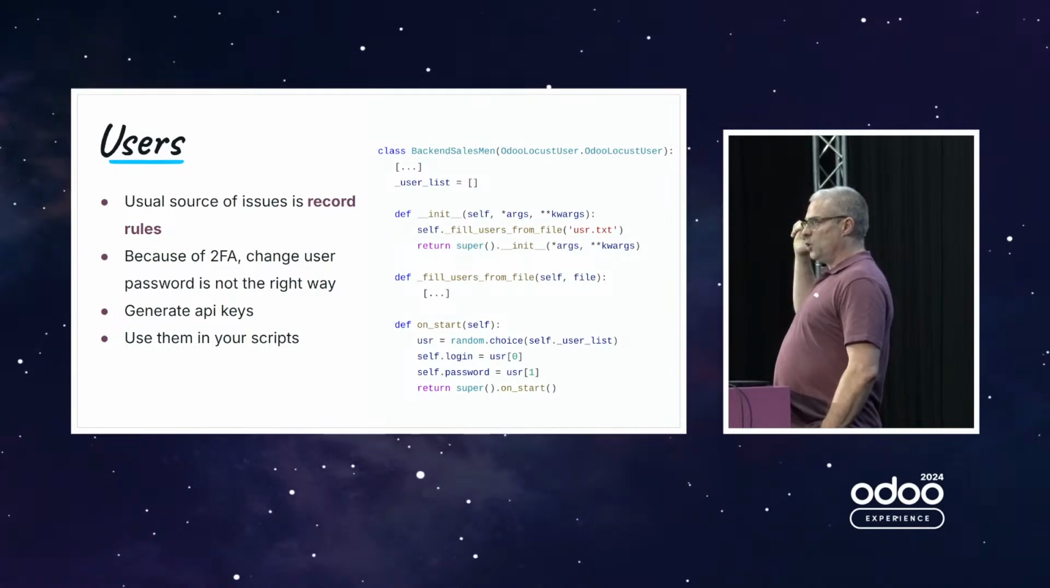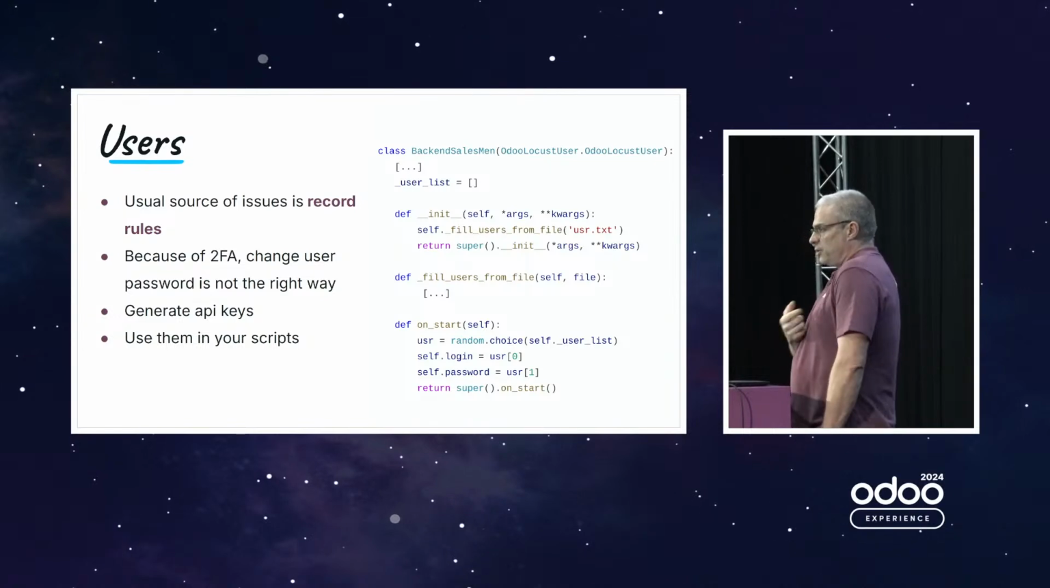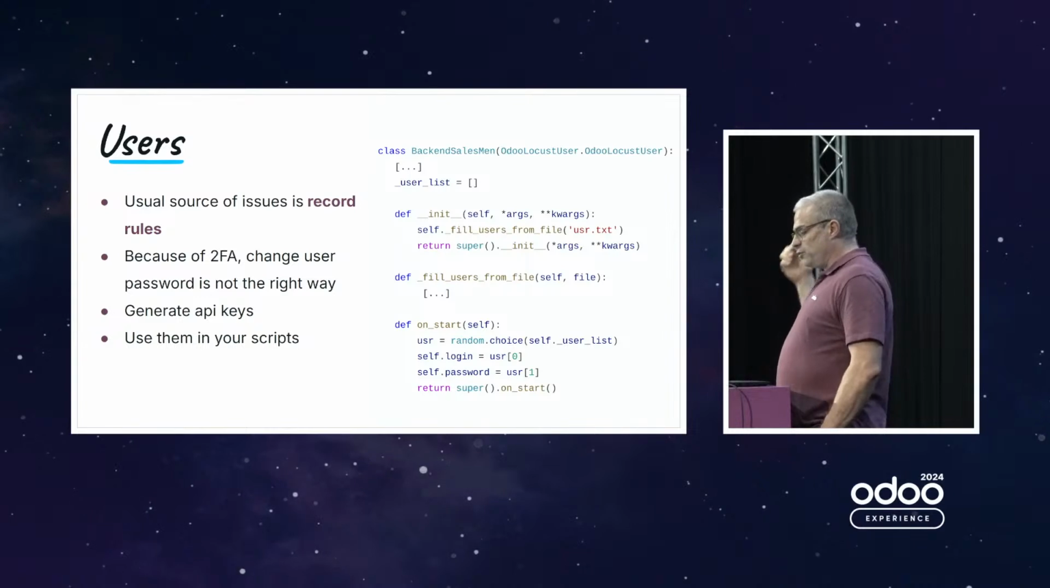API keys. We are using JSON-RPC and JSON-RPCS. We are using the API. You can create API keys instead of passwords for the users, and you just have to reuse them in your scripts.